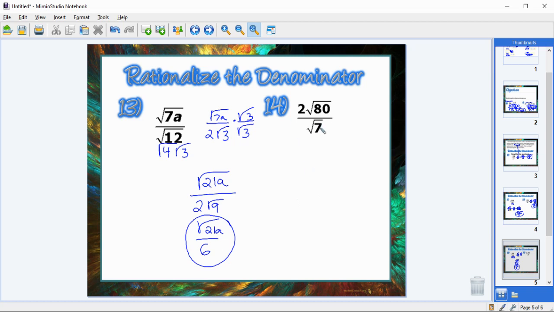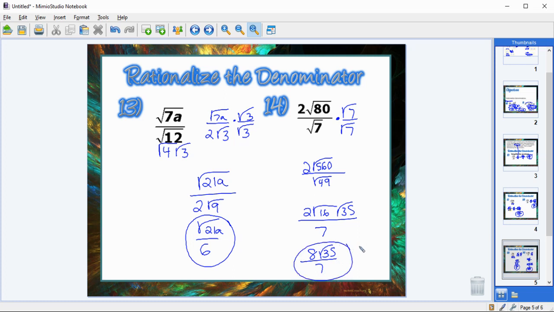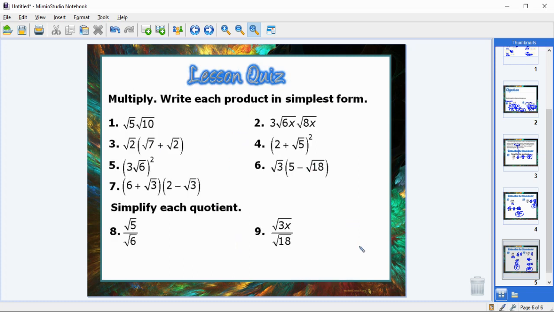14. I need to get rid of that root 7. So I'm going to multiply by root 7 over root 7. That leaves me with 2 root 560 over root 49. Now let's start breaking up that 560. I used root 16 times root 35. And I know the square root of 49 is 7. So up top, I've got 2 times 4, which is 8, root 35 over 7. That was a tough one.